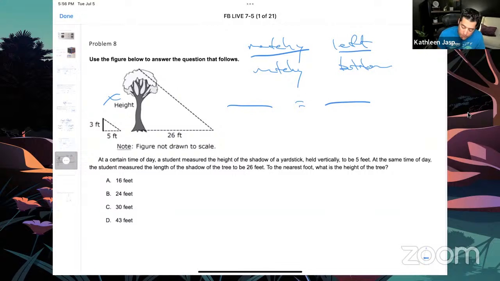So I'll do small first. The left side of the small is 3. And then the bottom is going to be 5. So that's all relating to the small triangle, which means I can do the big triangle. I don't know what the height or the left side is, but I do know what the bottom is, and it's 26. So then how do we solve these proportions? You're supposed to cross multiply and divide.